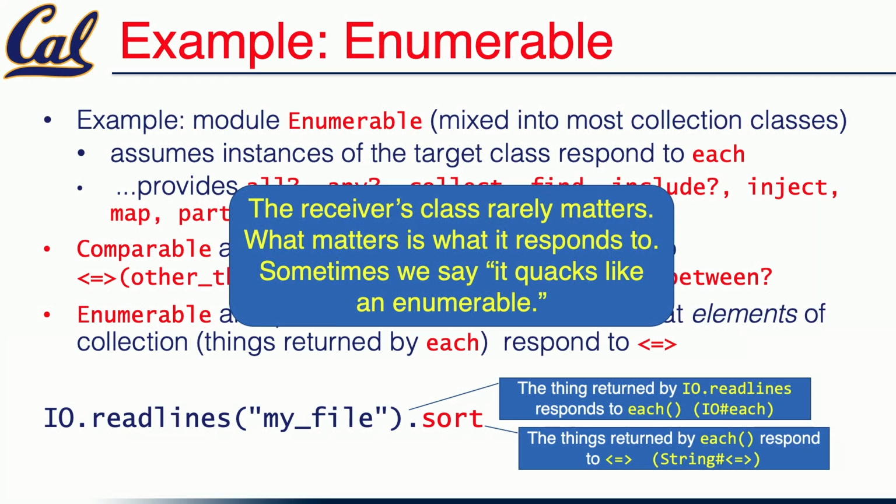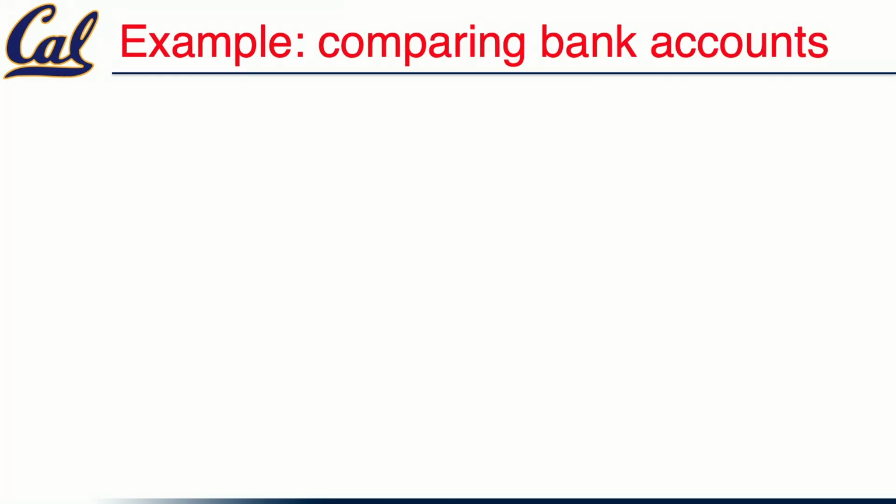Pretty powerful assumption. So let's put this into use in our simple example of comparing bank accounts. You can imagine it's not unreasonable that you might want a way to say, is one account greater than another?